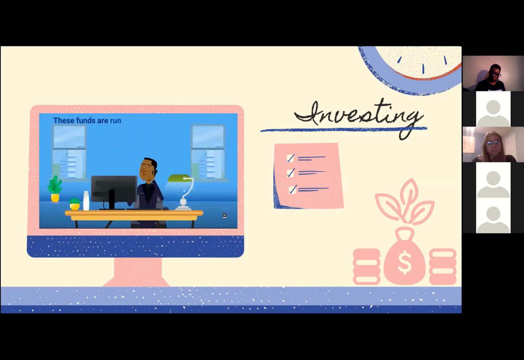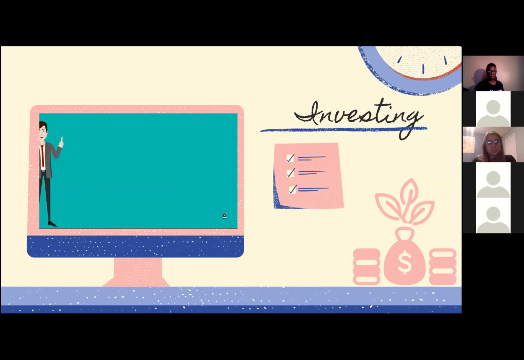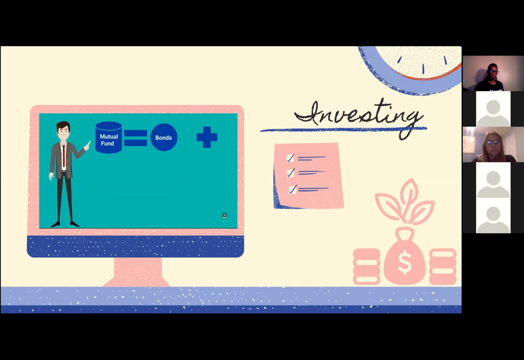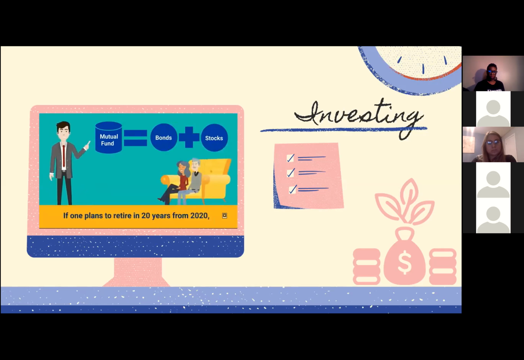These funds are run by professional managers who choose how the fund will be invested, but each fund generally follows a specified theme. For example, an equity mutual fund will invest in stocks. In most cases, you will find the targeted mutual funds holding a mix of bonds and stocks. If one plans to retire in 20 years from 2020, they can select a mutual fund of their preference, and it will be labeled 2040. When the term ends, the investor will reap from the returns of the investment.